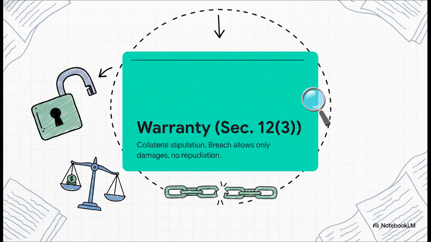It's a subsidiary promise. If it gets broken, the main purpose of the contract is still intact, meaning the contract must legally continue. The buyer can't just reject the goods. They can only sue for the damages caused by that specific breach.